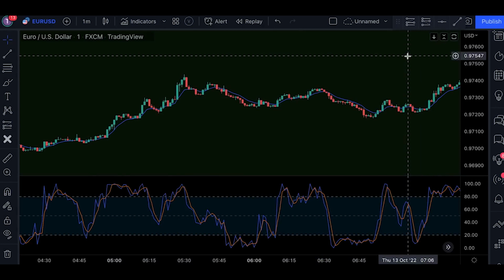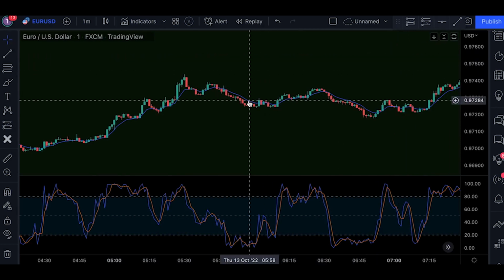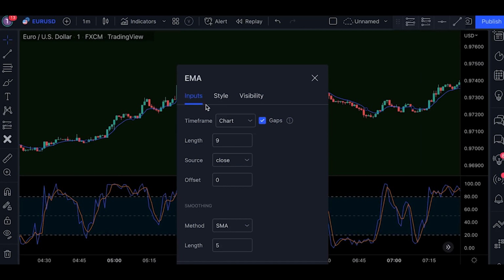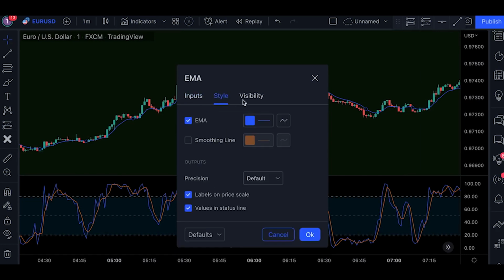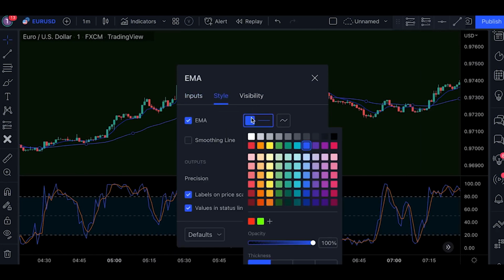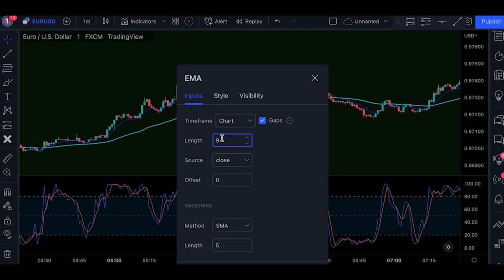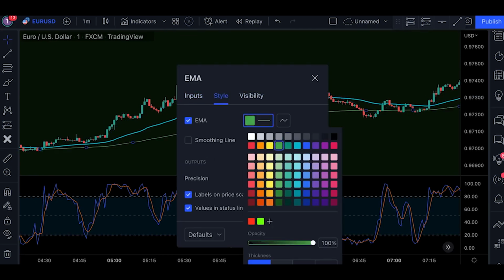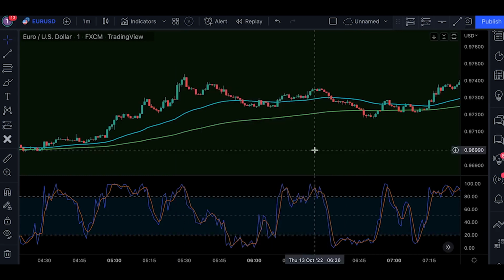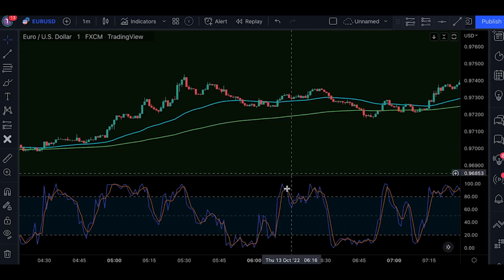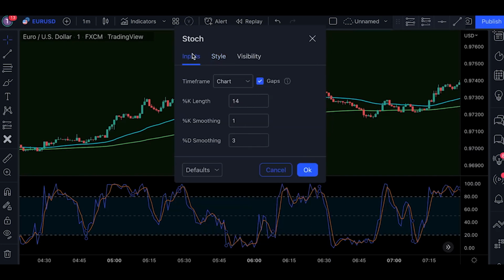Okay, now we're going to be changing the settings on these indicators. First, let's double click on one of these EMAs and change the length from 9 to 50. In the style section, let's also change the color. Now let's access the settings on the second EMA and change its length to 150. The next step will be to make some adjustments to the stochastic indicator. So in the input section, let's change all the parameters to 5.